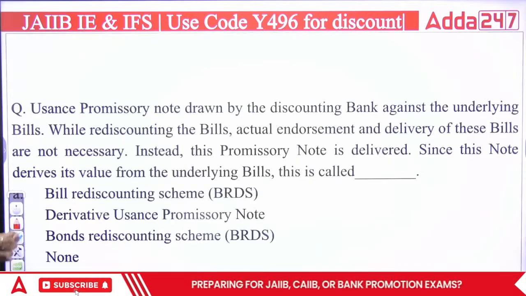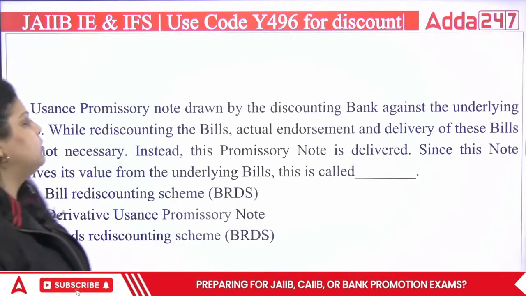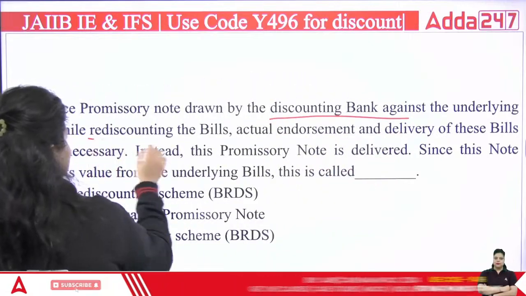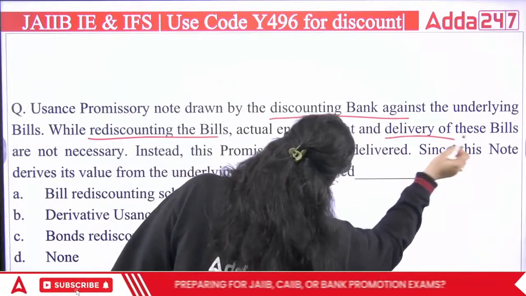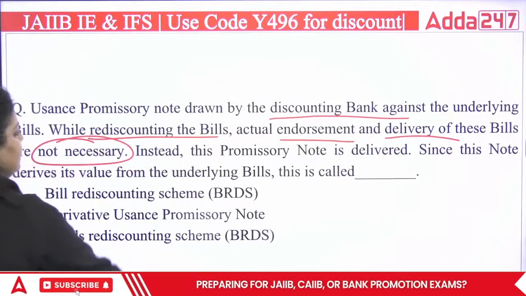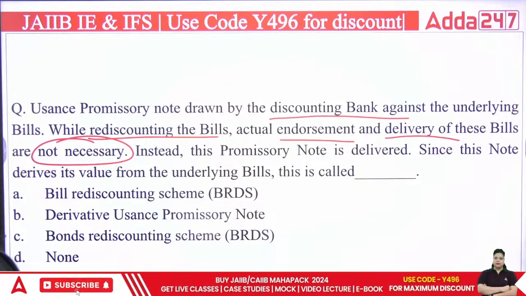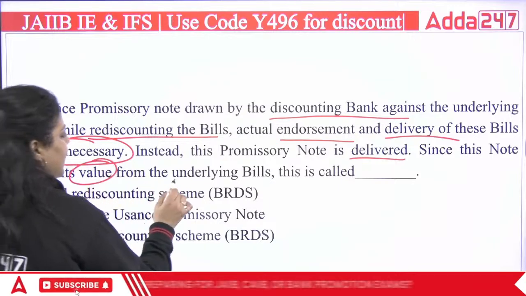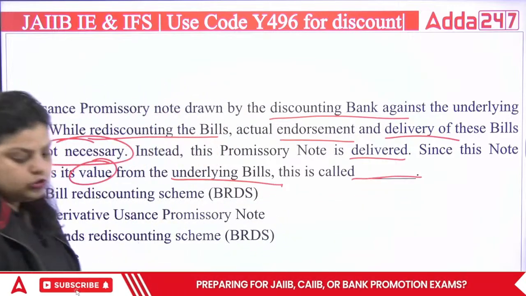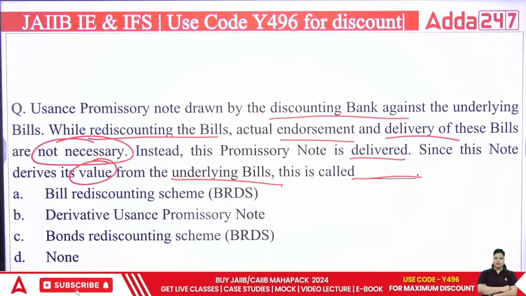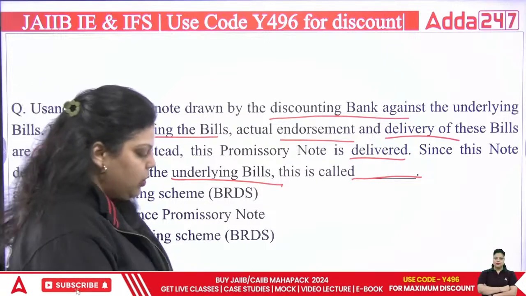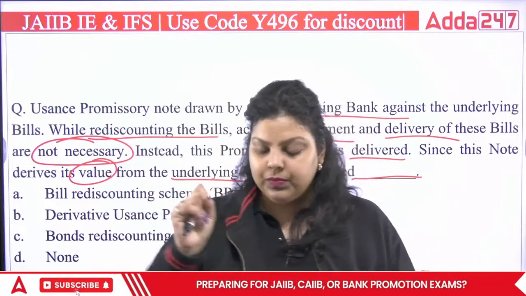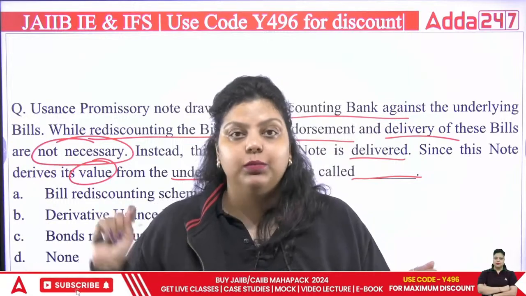Next question. We are talking about the usance promissory note drawn by the discounting bank against the underlying bills. While rediscounting the bills, actual endorsement and delivery of these bills are not necessary. Instead, this promissory note is delivered. Since this note derives its value from the underlying bills, this is called dash. So in the bill rediscounting scheme, the BRDS scheme, what happens? The customer goes to their bank and asks for immediate cash against the trade bill. So first the bank discounts that trade bill of the customer.